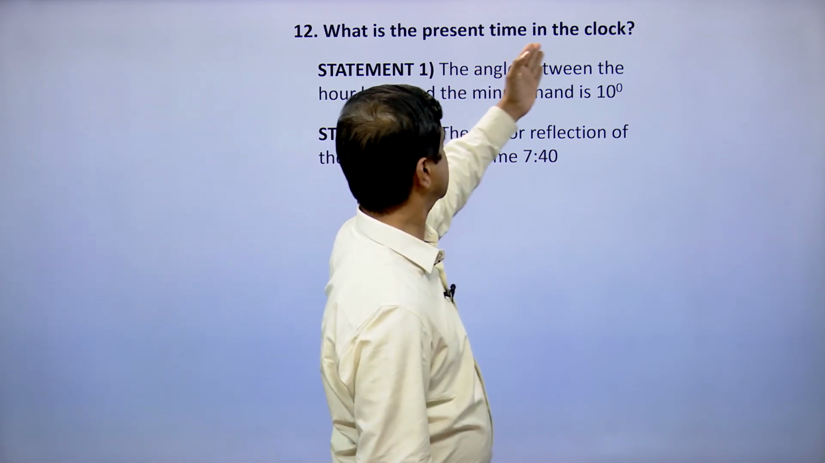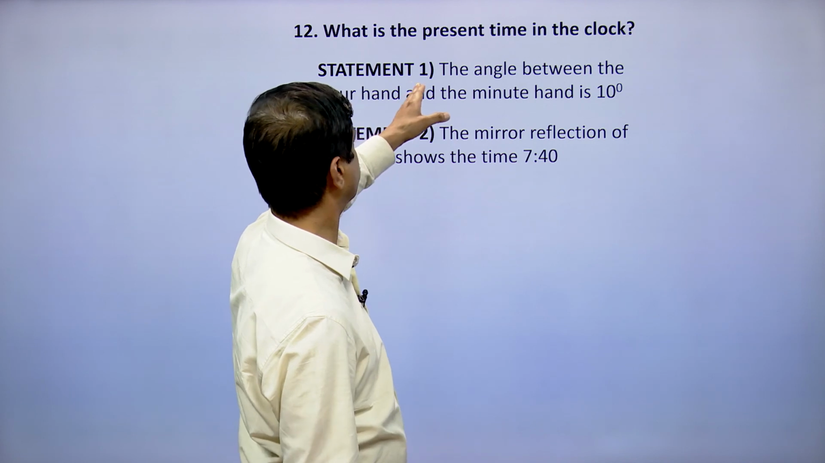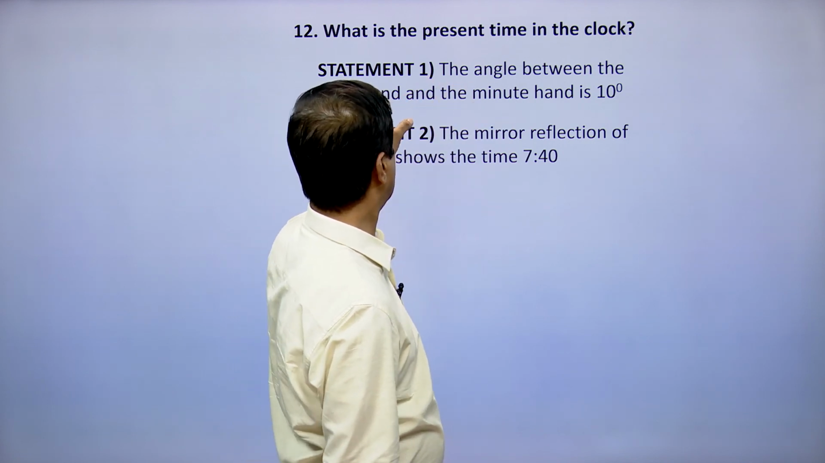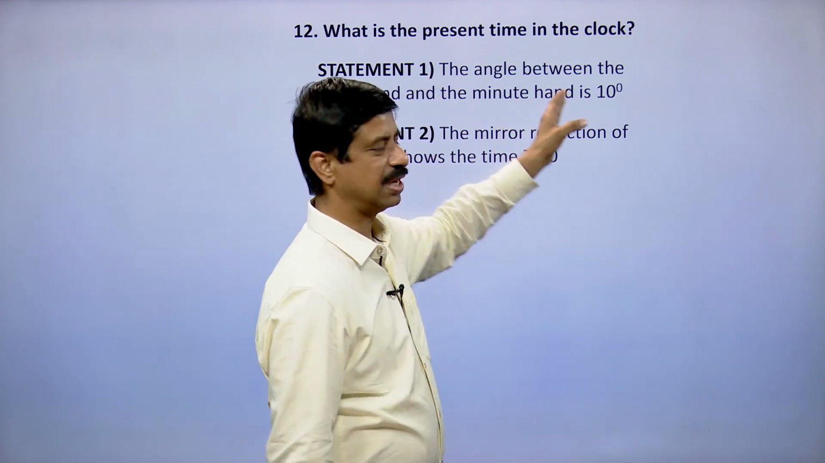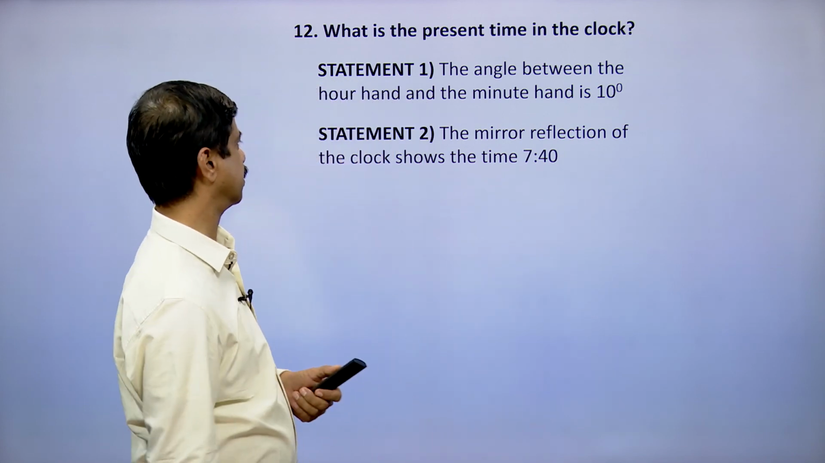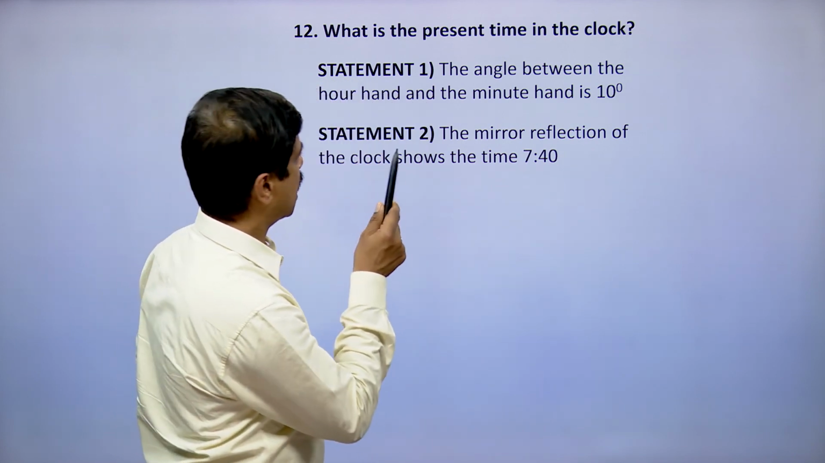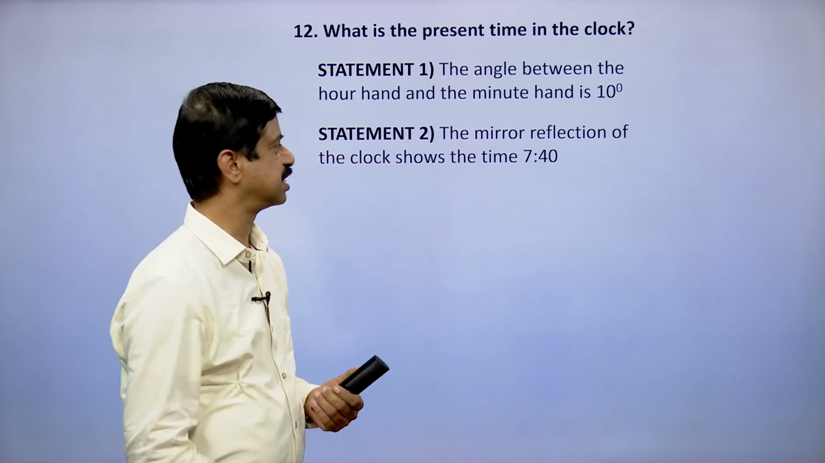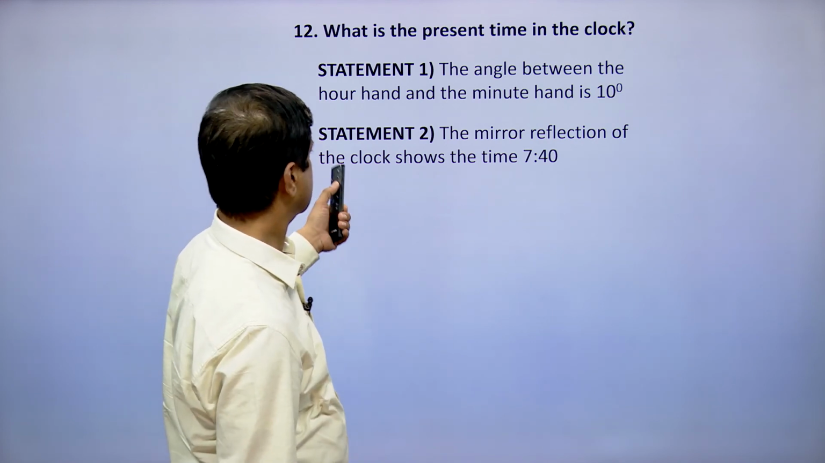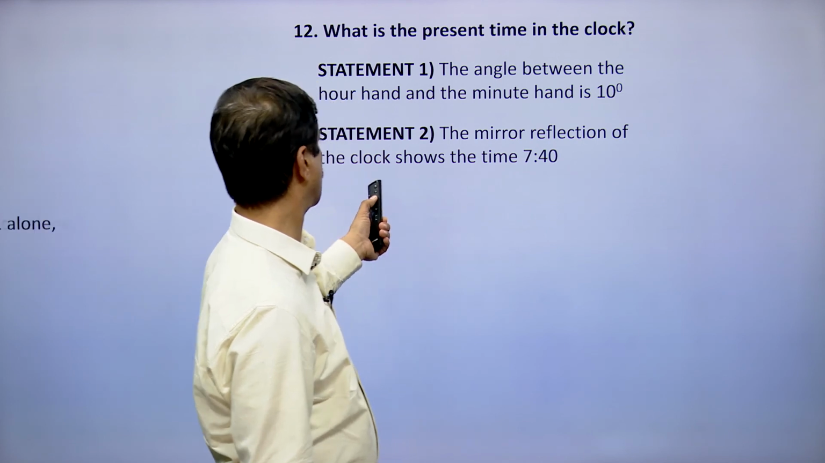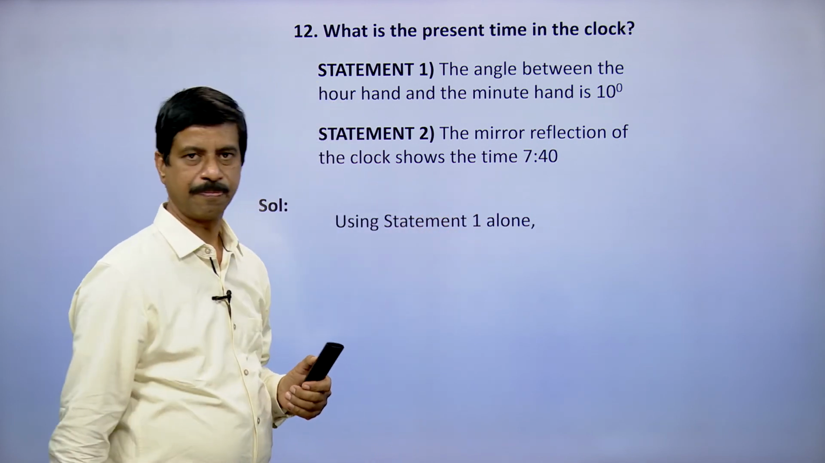So what is the present time in the clock? Statement 1: the angle between the hour hand and the minute hand is 10 degrees. Statement 2: the mirror reflection of the clock shows the time 7:40.